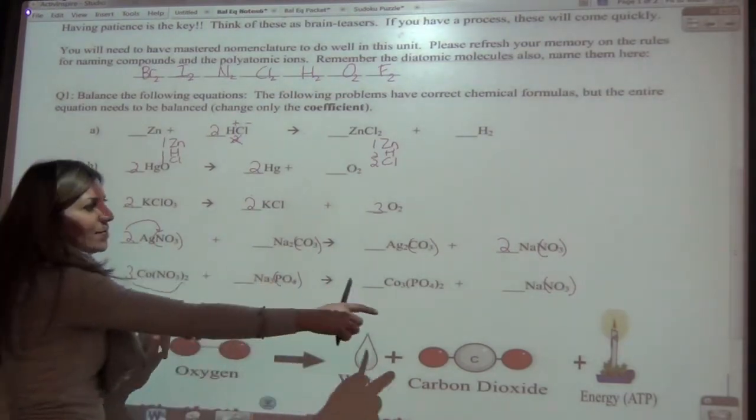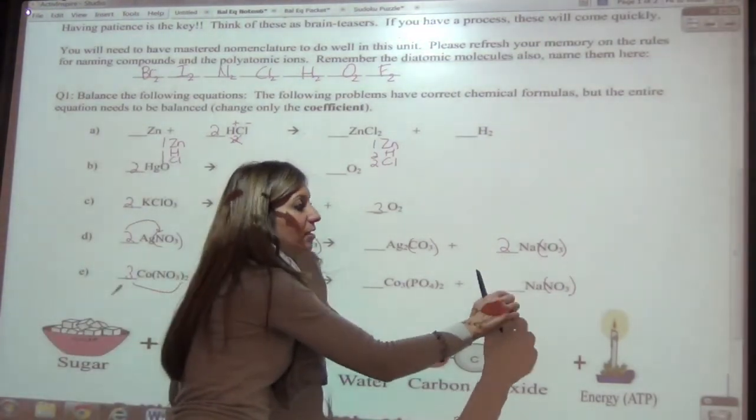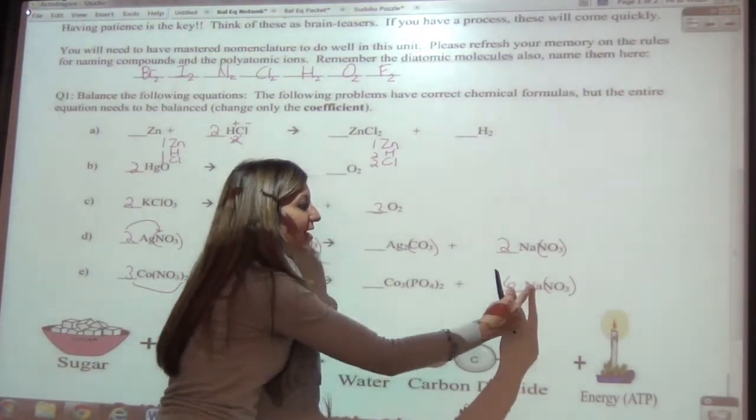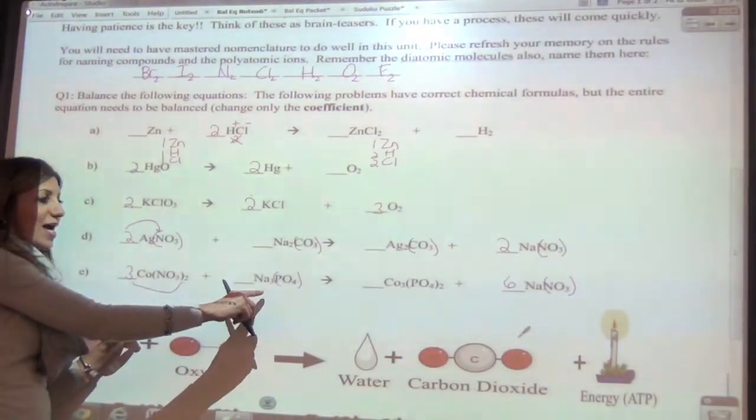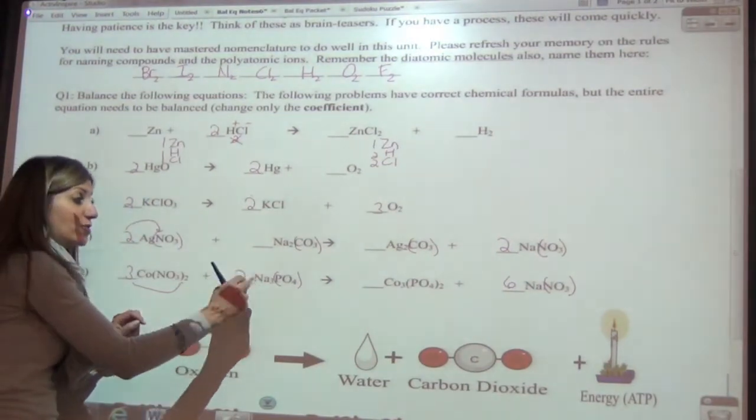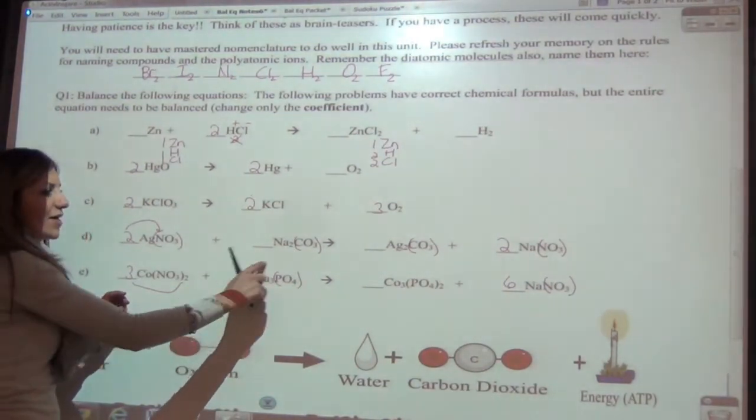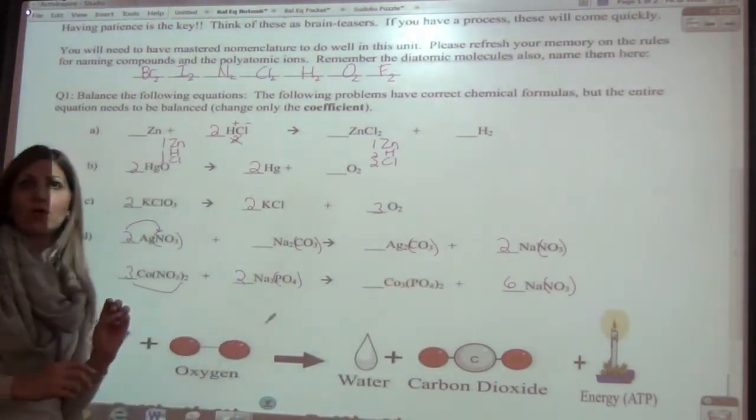So on this side, on my nitrates, what do I need here? A 6. That makes it 6 NO3s. So what do I need? If I've got 3, then I need a 2 to make that 6. And now I've got 2 PO4s and 2 PO4s, and it's done.